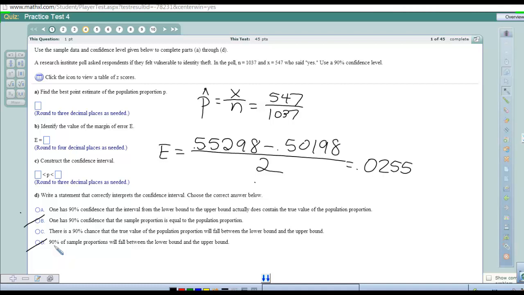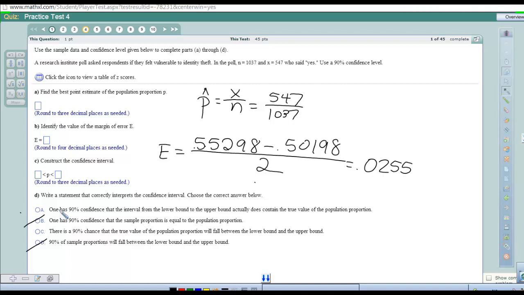Okay, the true population proportion is a real number. We don't know what that number is, but it is a real number. And once we say this is our confidence interval, it's either in that interval or it's not. So probabilities of that would either be 0 or 1. There's not a 90% chance that it will be in there. So A is the correct interpretation.